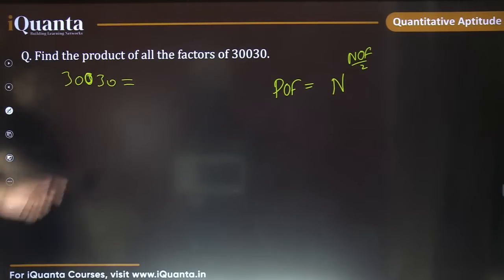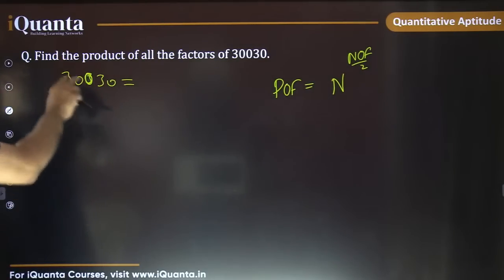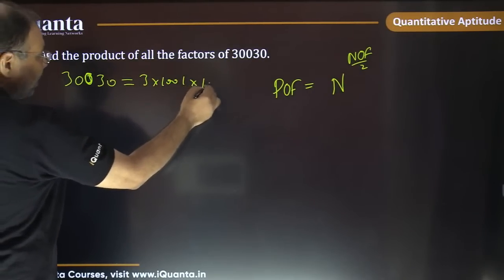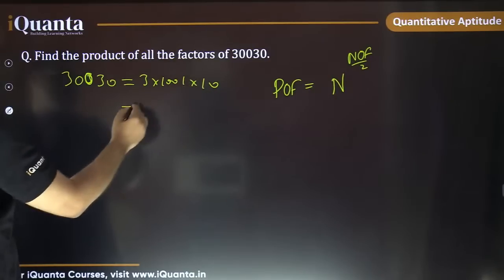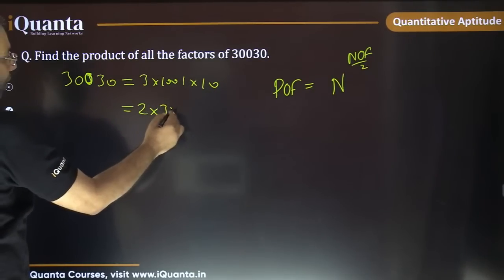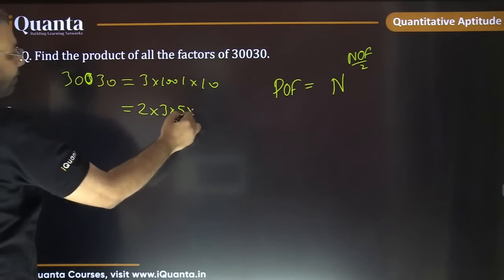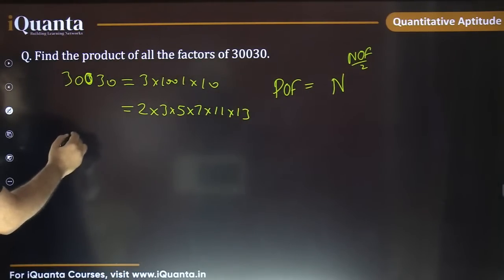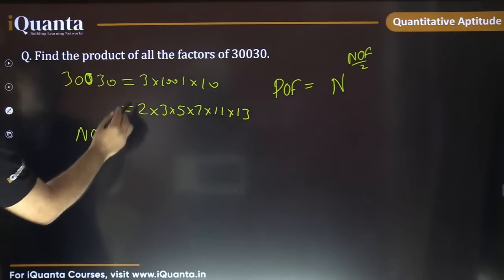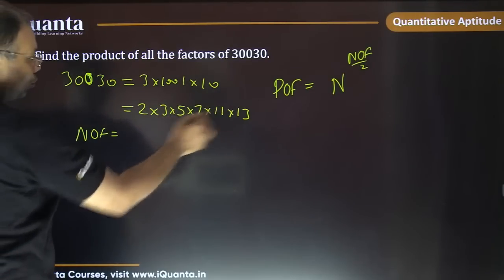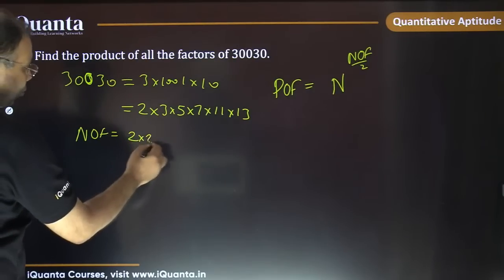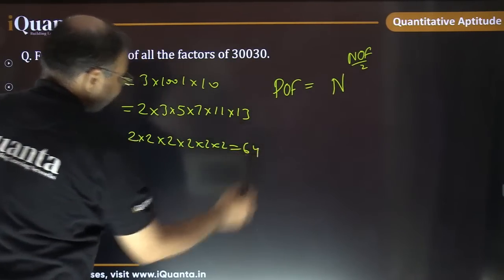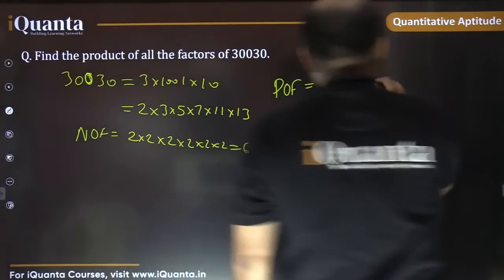I can easily see that it is 10 into 3003. That is 3 into 1001 into 10, which means 10 is 2 into 5, so 2, 3, 5, and 1001 is 7, 11, 13. So the number of factors is 2 into 2 into 2 into 2 into 2 into 2, six times. That is 64.